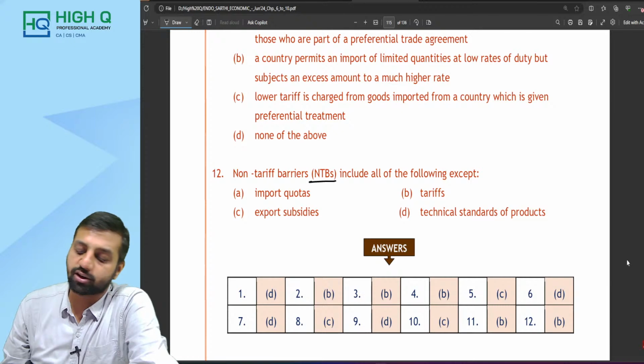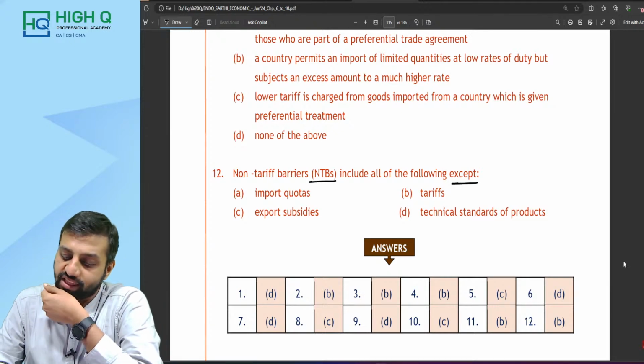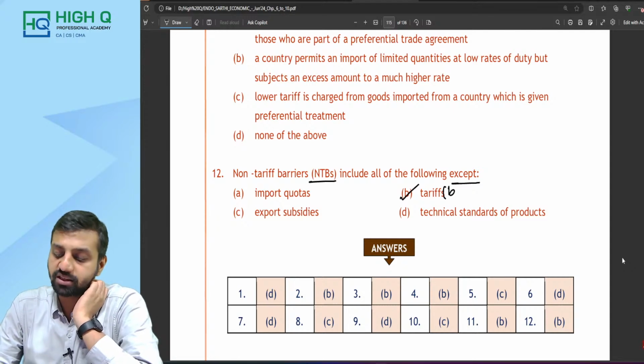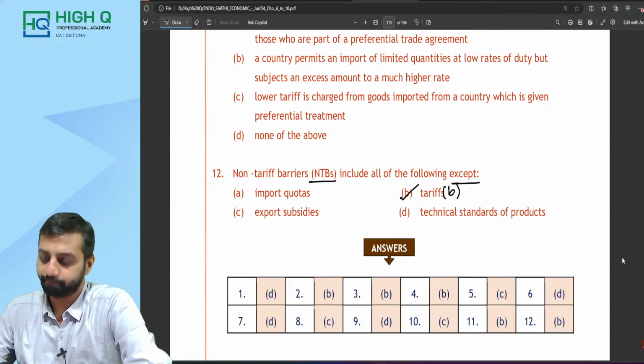Non-tariff barriers include everything except. So non-tariff means does not include a tariff. So answer for the 12th one is B.